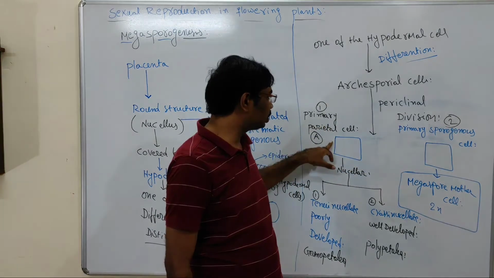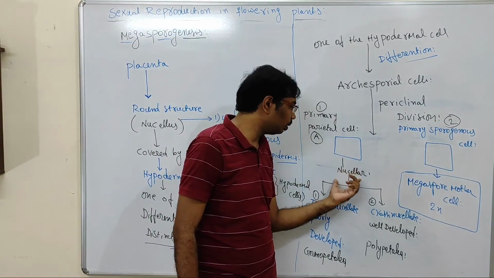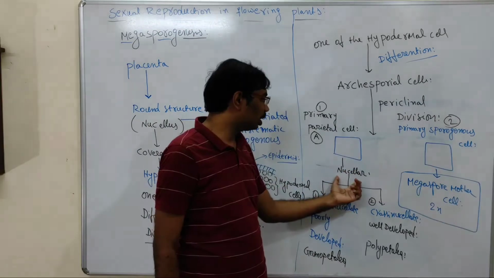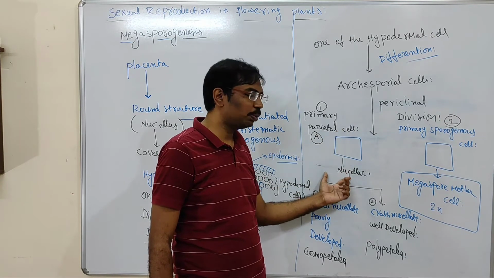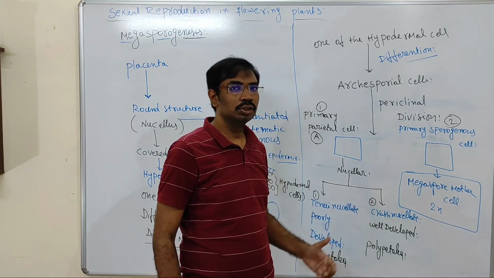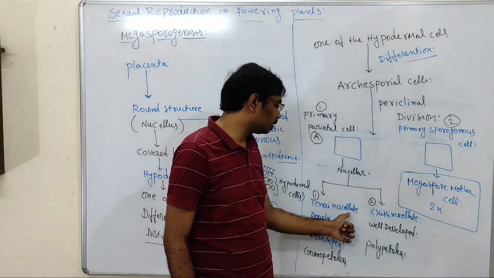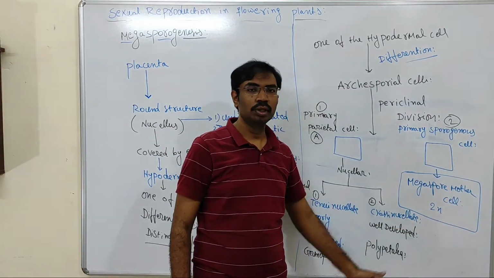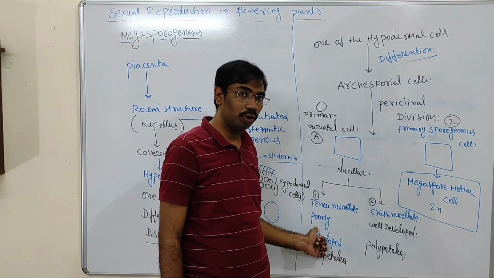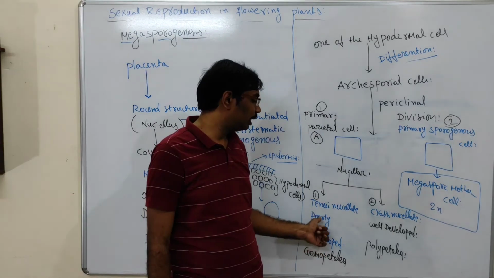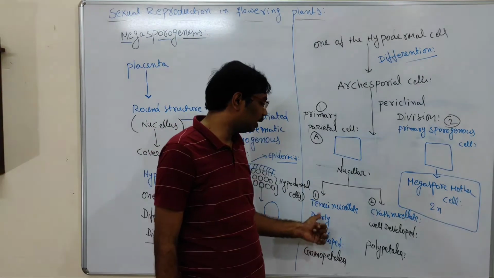The primary parietal cell is the ancestor cell for the nucellar tissue. The nucellus is produced from the primary parietal cell. Depending on the type of plant, the nucellus is of two types: tenuinucellate and crassinucellate. What is tenuinucellate? A poorly developed nucellus is called tenuinucellate.